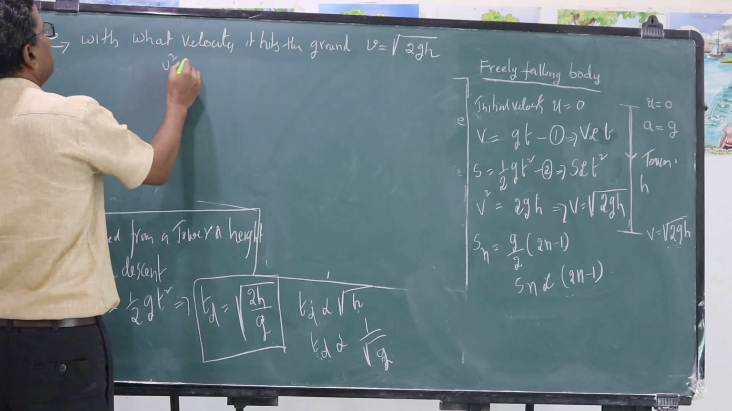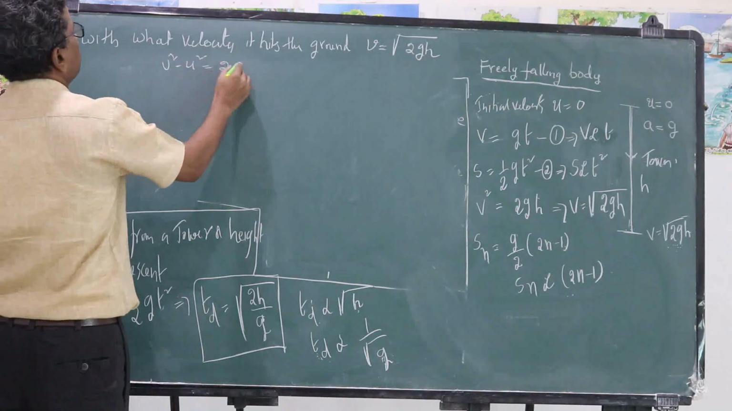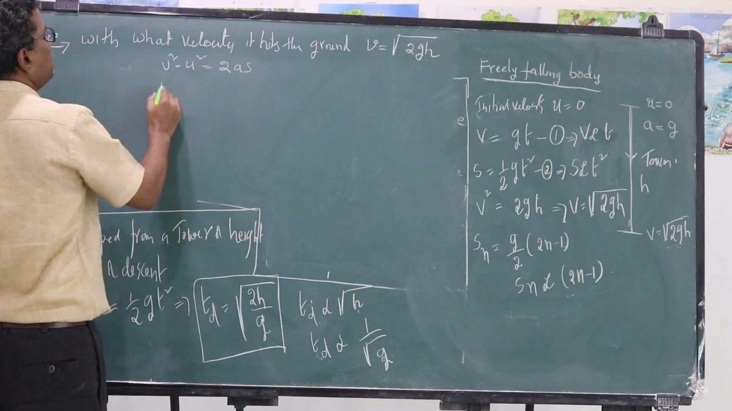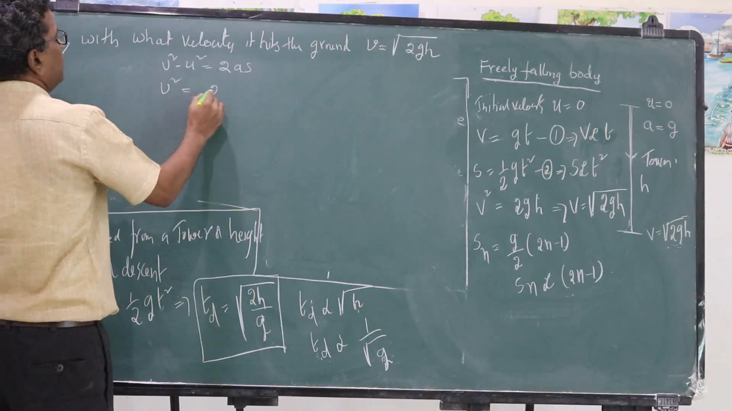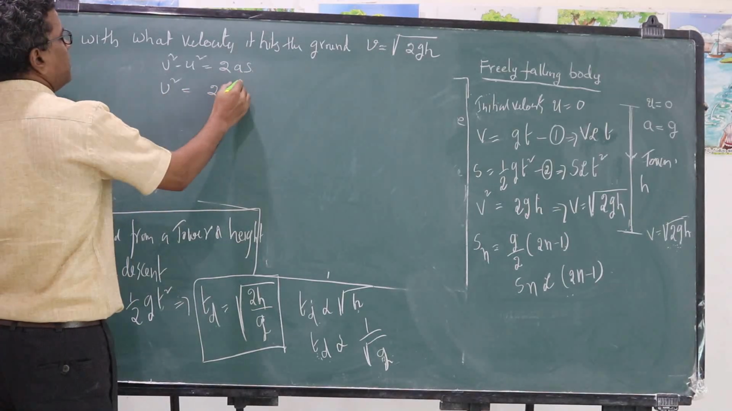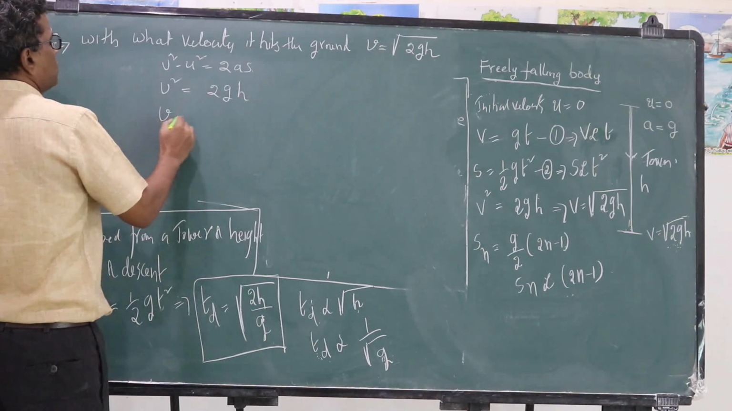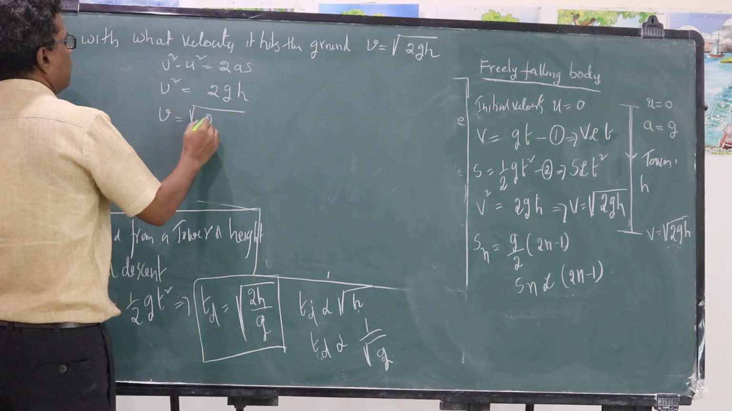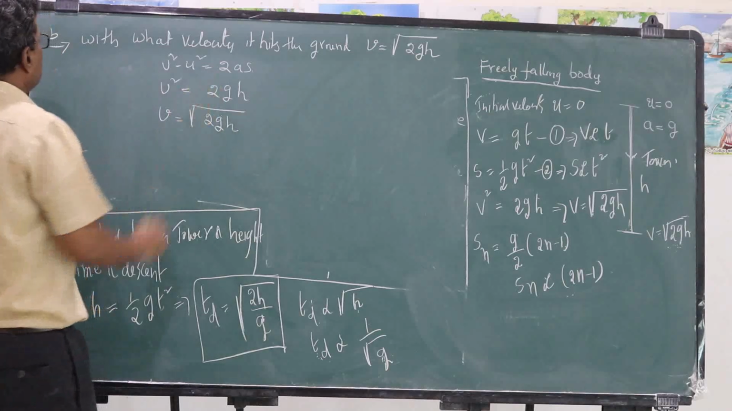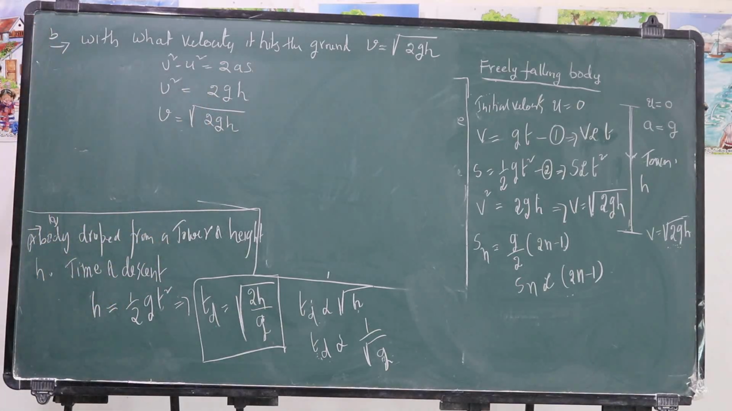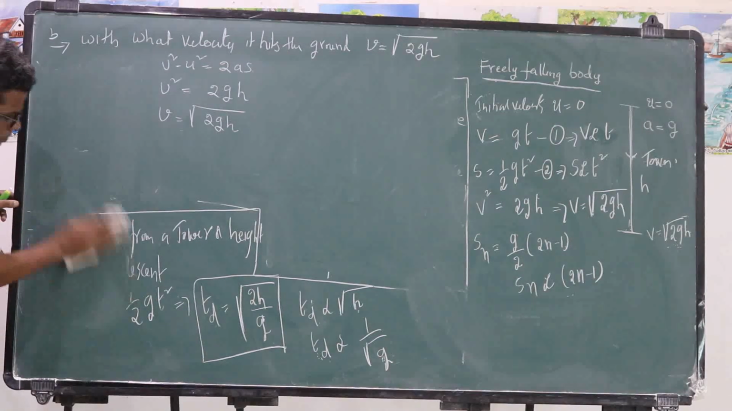By applying v square minus u square = 2as. u = 0 for a freely falling body, a becomes g, s becomes h, the displacement. So v = square root of 2gh. So this is point number B under freely falling body. Then C.